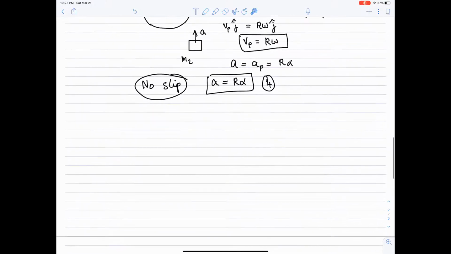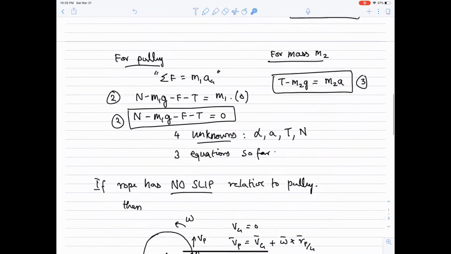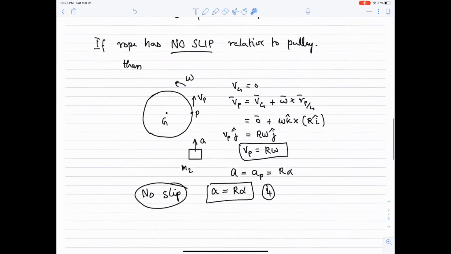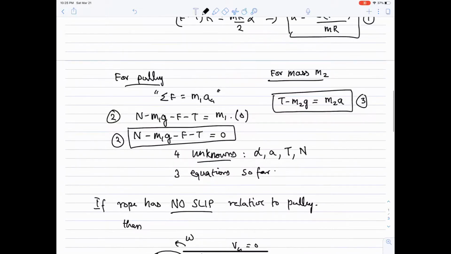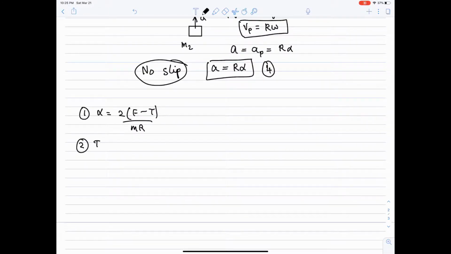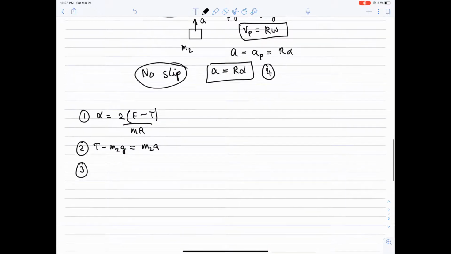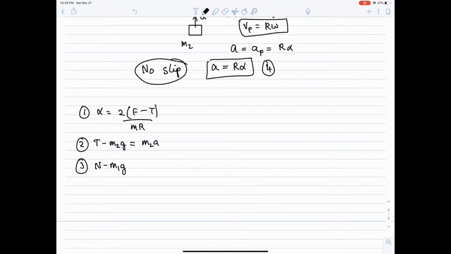So let me just write all the equations again here. One of them is alpha equals 2F minus T divided by m r. Equation number 2 is T minus m2 g equals m2 a. Equation number 3 is N minus m g equals 0, and equation 4 is a equals r alpha. Okay, so let's solve these things for all the unknowns.